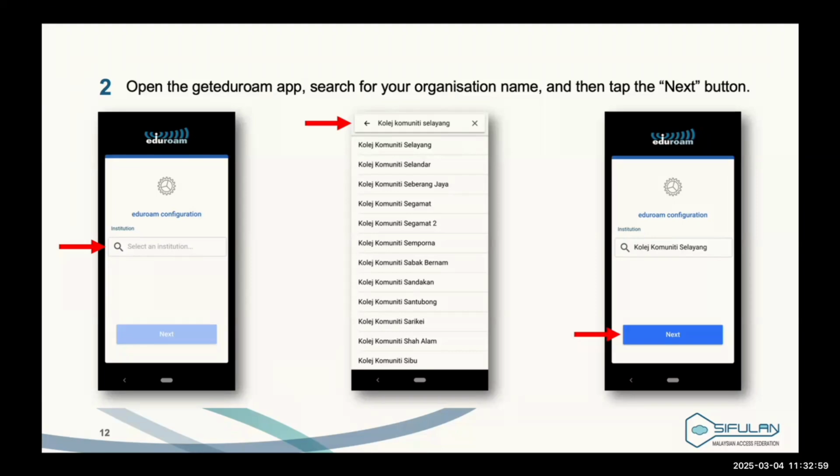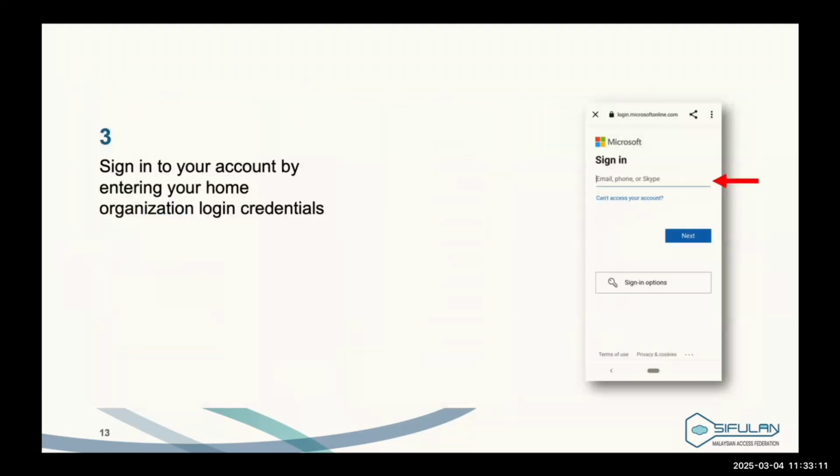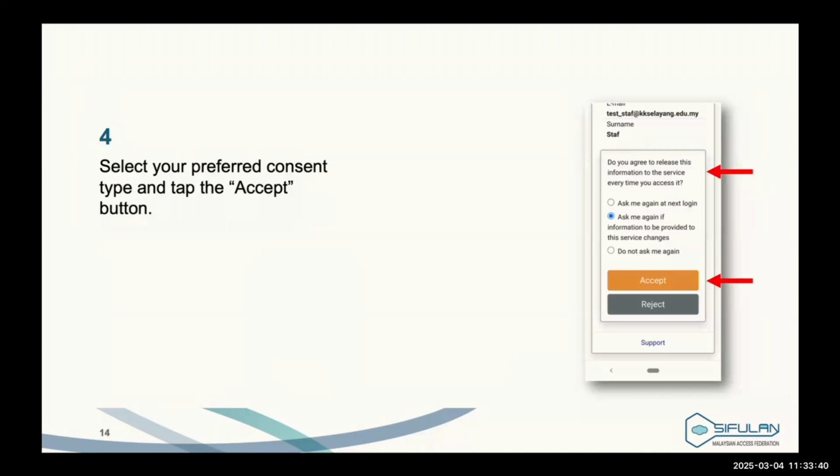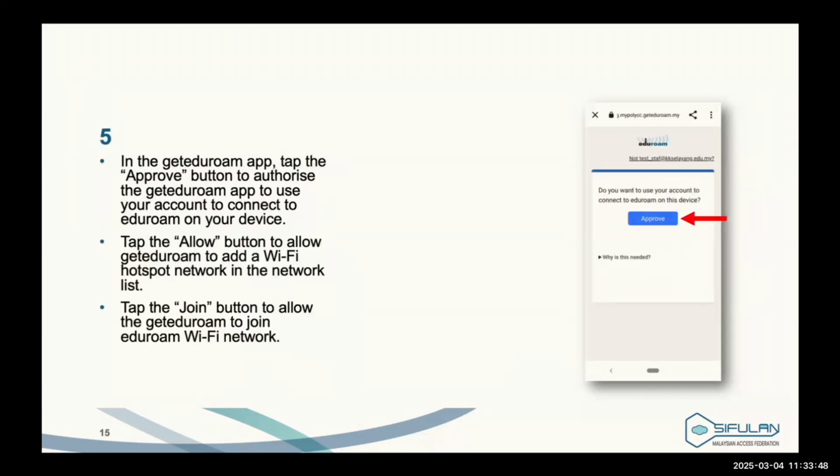They need to search for the institution. In this case, I take an example of one of the community colleges in Malaysia. The user selects the home organization and clicks next. Behind the scenes, it will redirect to SIFULAN Connect, and from SIFULAN Connect to Microsoft Entra ID. For the polytechnics and community colleges, we use Entra ID as the directory service because they don't have an on-premise directory service. Here they can log in to Microsoft Entra ID, and then give consent or permission to the Let's Wi-Fi portal to use the user attributes. Then there is a second approval to allow the Eduroam app to install the credential and profile on the device.